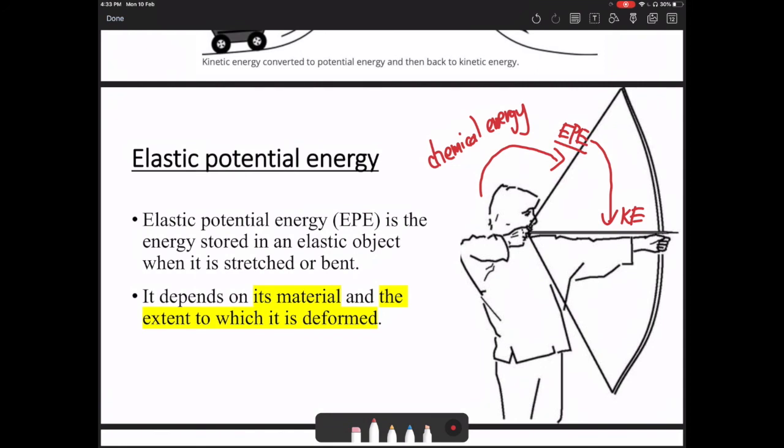Let me ask you one thing. Do you know why gravitational potential energy and elastic potential energy both have potential in their names? Why? It is because they both have the potential to convert their energy into kinetic energy.